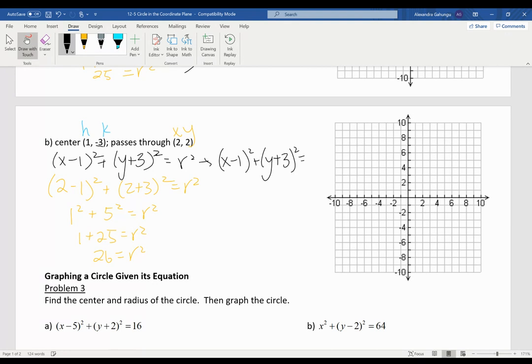equals, not r squared anymore, I know what r squared is. It's 26. So this is the equation of a circle that has a center at 1, -3. I can see the 1, -3, and now the radius squared is 26.